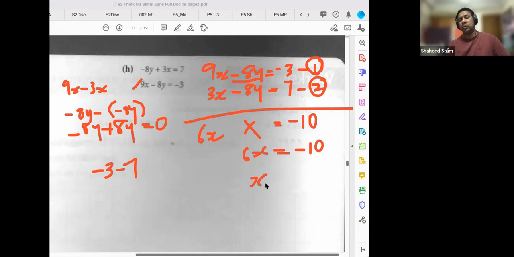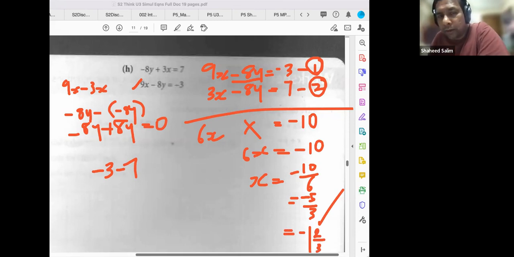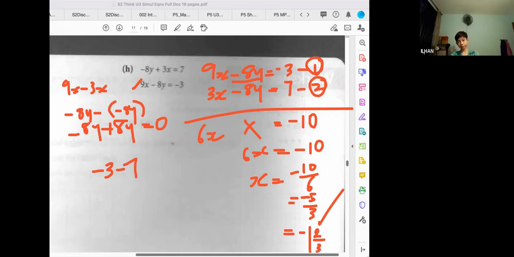x is equal to negative 10 divided by 6. You get negative 5 over 3 after reducing, which you can leave like that, or write as -1 whole 2/3. Are you confused or are you okay? I get it now. Get it?